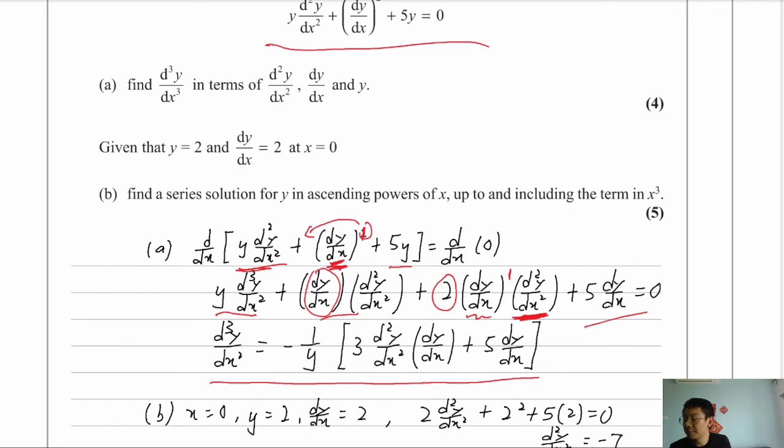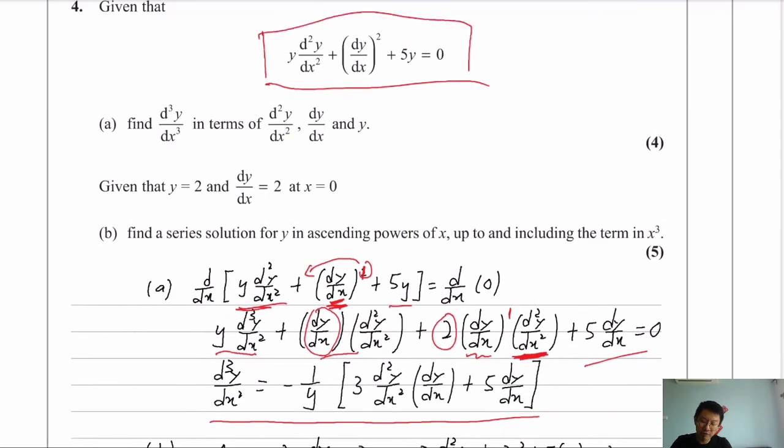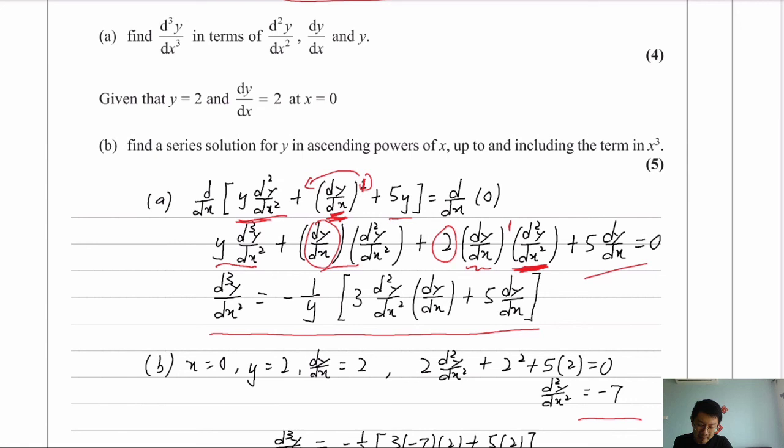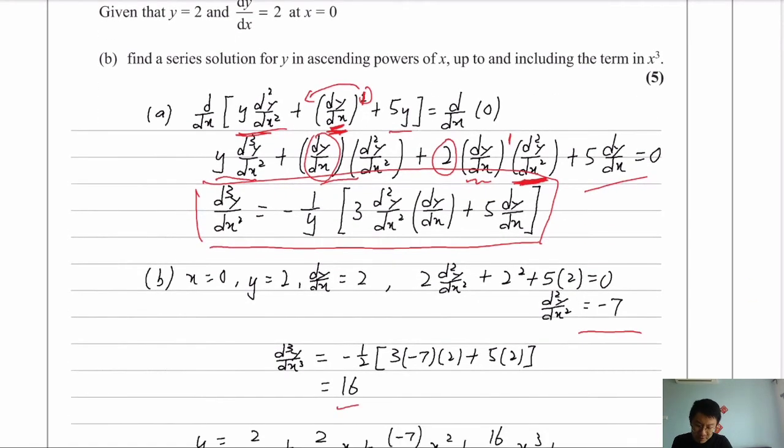For part B, find a series solution for y. What they actually mean here is they need us to find the Maclaurin series. They just ask the question differently. So we substitute in the values x equals 0, y equals 2, and it is also given that dy dx is equal to 2. From the given relationship, find the d squared y dx squared, which is -7 in this case. For the d cube y, we already found it here, so we just substitute the previous values in, and we will actually get 16 from there.